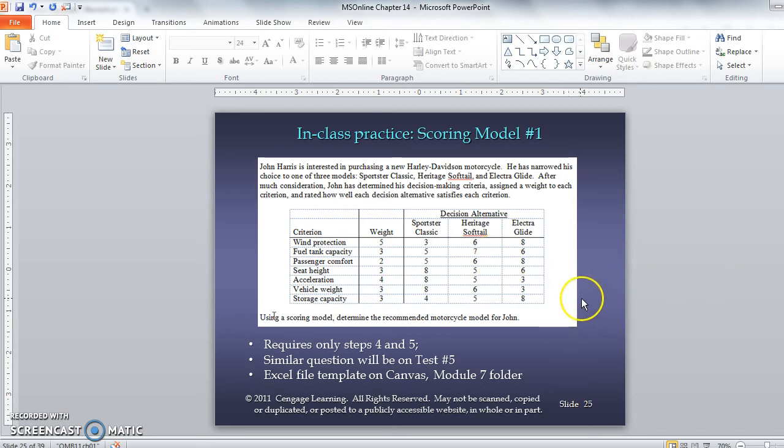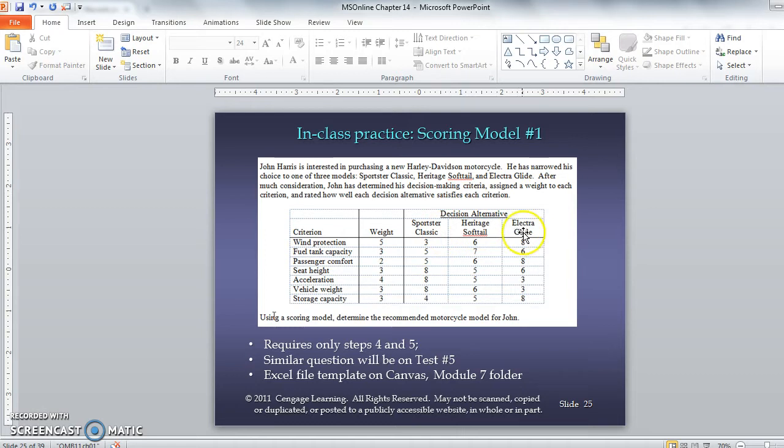Okay, so let's look at an example of a scoring model. This is a scenario where a gentleman named John Harris is thinking about purchasing a new Harley Davidson motorcycle, and he's narrowed his choices to one of three models: the Sportster Classic, the Heritage Softail, or the Electric Glide.